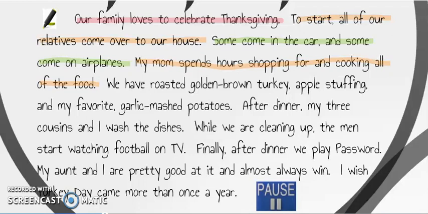Then the next sentence, we have roasted golden brown turkey, apple stuffing, and my favorite, garlic mashed potatoes. If that is explaining or elaborating about the sentence that Mom spends hours shopping and cooking, then it's going to be green. If it's a different idea, it's going to be orange. So decide which color that is, highlight it, and then continue on to the rest of the paragraph, highlighting in red, orange, green, or blue, depending on the kind of sentence it is. Pause and take care of that.